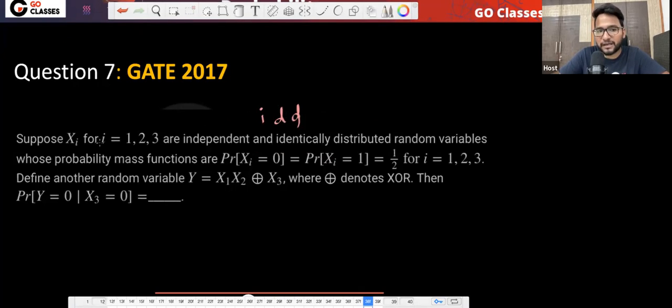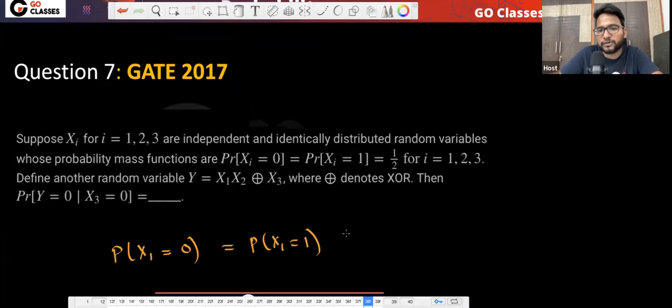It means that X1, X2, X3 are independent, and identically distributed means that they have the same probability, which means Xi equal to 0 and Xi equal to 1 have the same probability, which is 1 by 2. Anyway, you don't need to know the actual meaning of independent identically distributed, because they have given it, right? Identically distributed means that 0 and 1 have the same probability. Independent means Xi and Xj are independent. That's why I told you IID is a common term. So they have given you that probability of X1 equal to 0 is the same as probability of X1 equal to 1, which is 1 by 2.